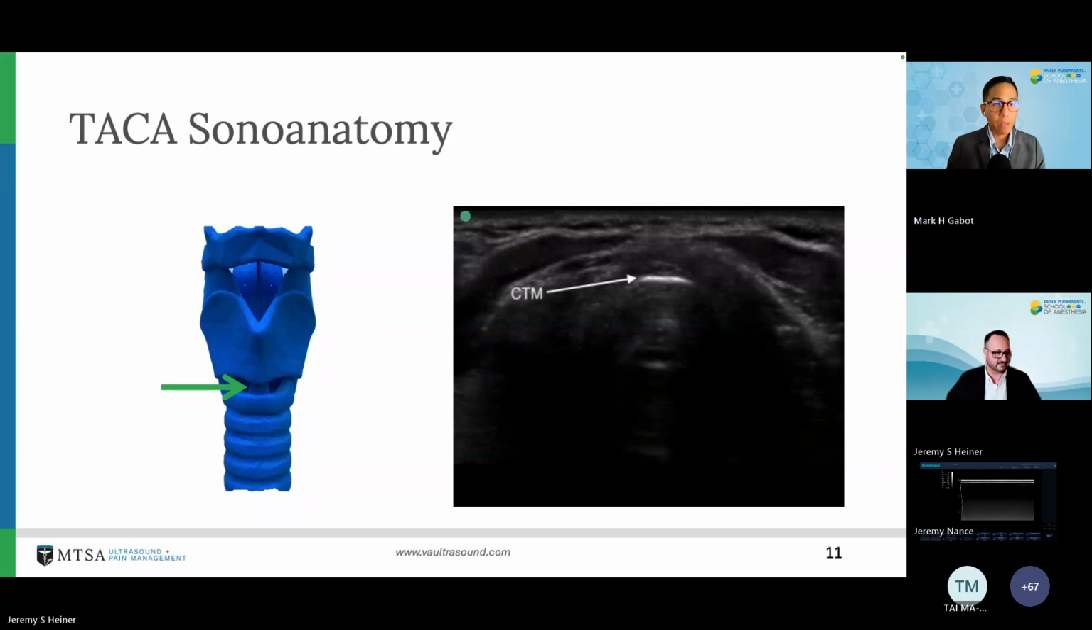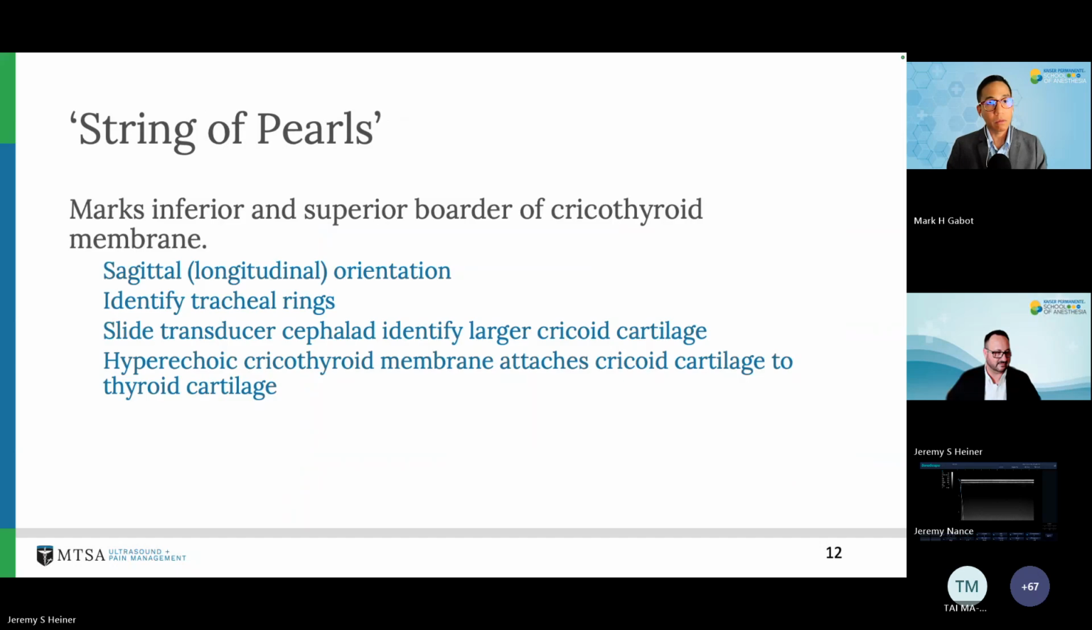Next slide, please. The second major technique is known as the string of pearls approach. Now, unlike the TACA technique, which uses a transverse short axis view, this technique uses a sagittal or longitudinal or long axis view. Now, the name string of pearls comes from the actual appearance of the tracheal rings, which, funny enough, resemble a string of pearls that are lined up one after another on a chain.